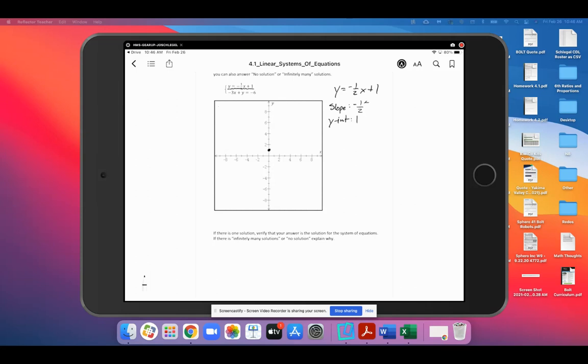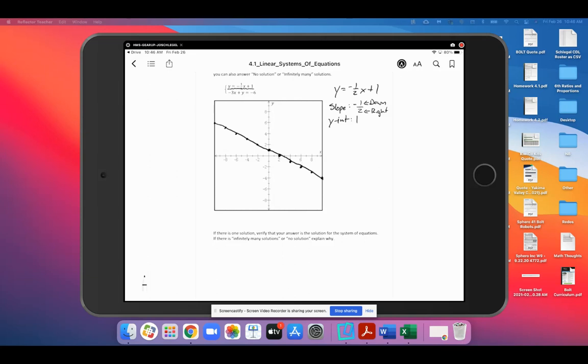My slope says to go down 1 and to the right 2. So down 1 to the right 2, down 1 to the right 2, and so on. And then alternatively, we can go left and up. I'll fill those in really quickly. It's helpful for me since I don't have a straight edge because I'm doing this on an iPad. And that is going to be it for the line represented by that equation.